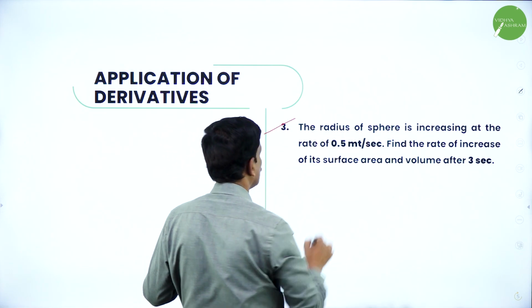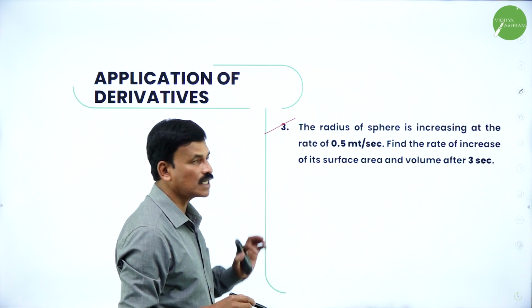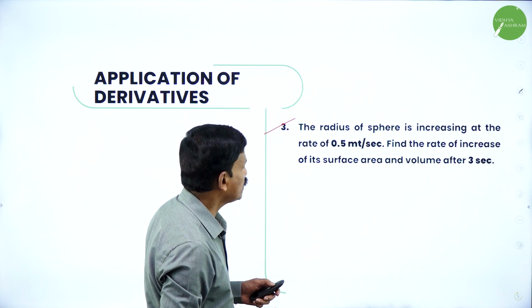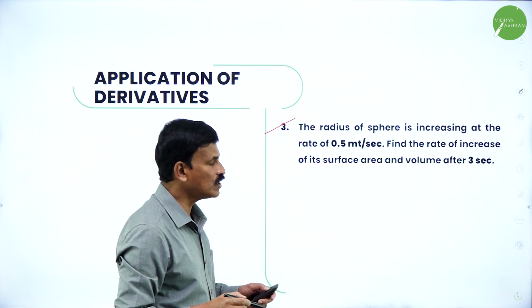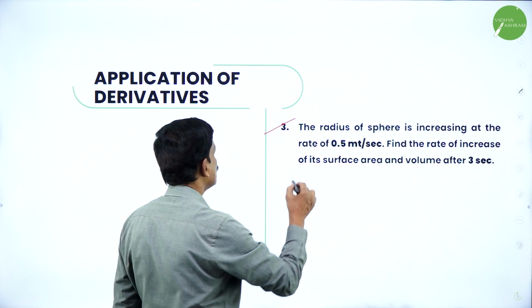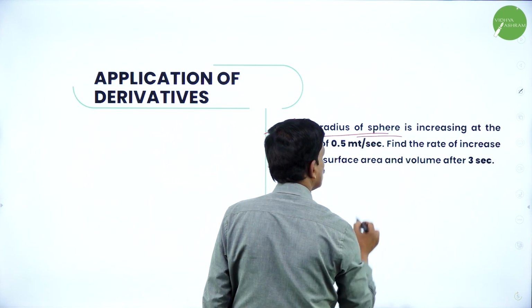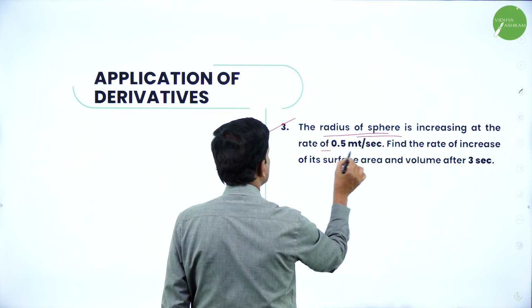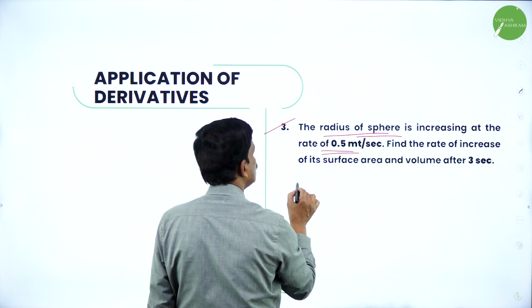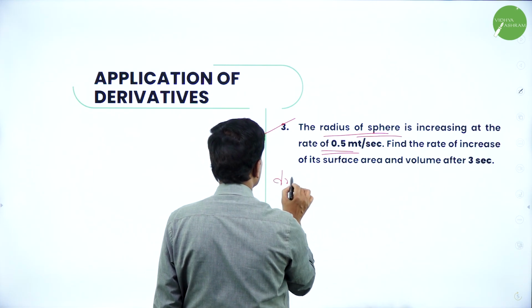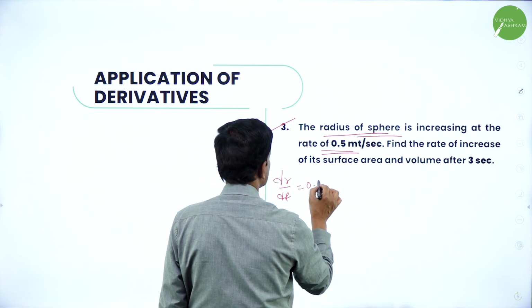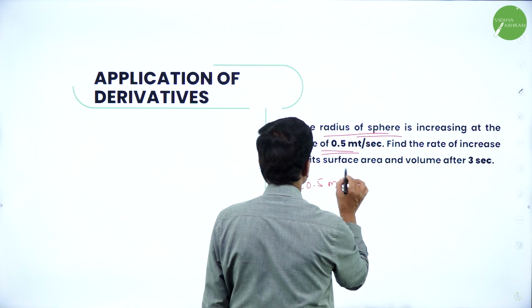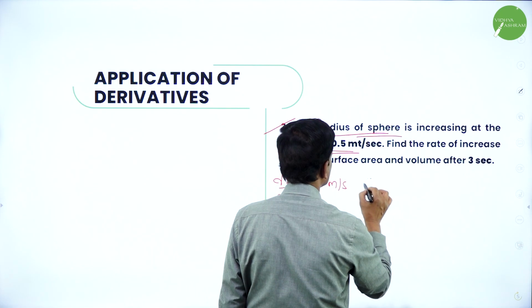This is an important problem. The radius of the sphere is increasing at the rate of 0.5 meters per second. Find the rate of increase of its surface area and volume after 3 seconds. So what is given? The radius of the sphere is increasing at the rate of 0.5 meters per second, that is dr by dt is equal to 0.5 meters per second. Find the rate of increase of its surface area and volume.